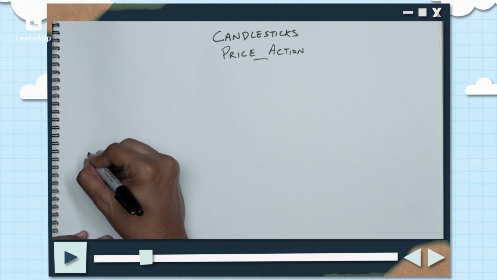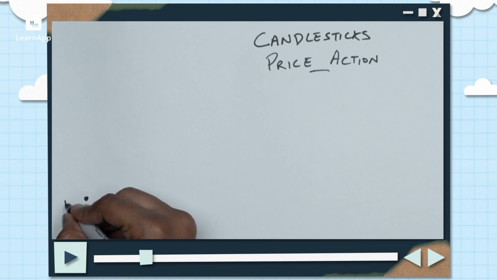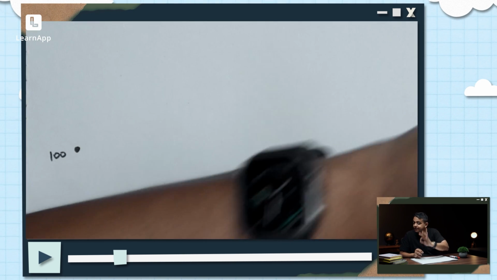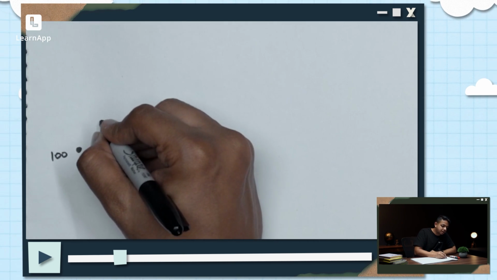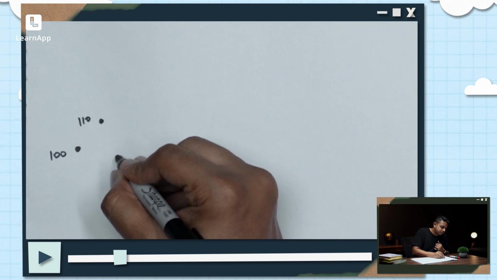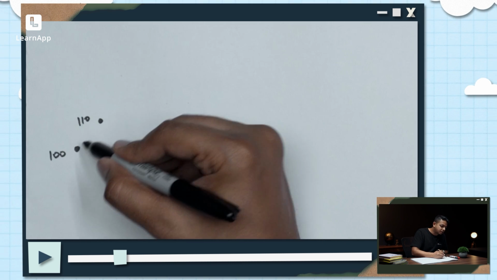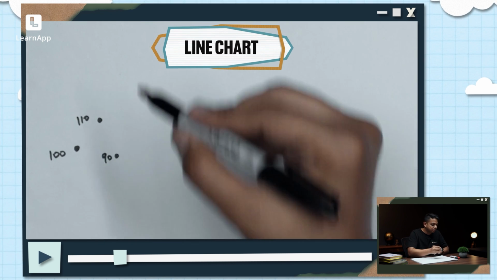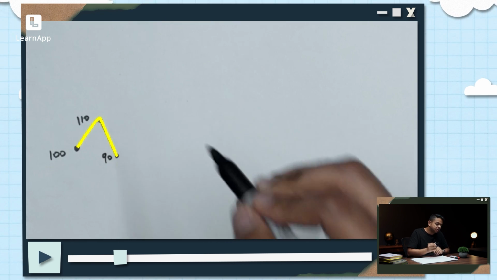If Tata Steel closes at 100 rupees today, we know that the price was 100. The next day, the market will open, go up, go down, and then close again. But this time, Tata Steel closed at 110. And then the next day, for some reason, it closes at 90. So we know that the market closed at a new high, then a new low. This is called a line chart. Notice that we are just plotting the close of the day every day, and we get this line. So whenever you see a line chart like this, it's plotting a single point of that day.